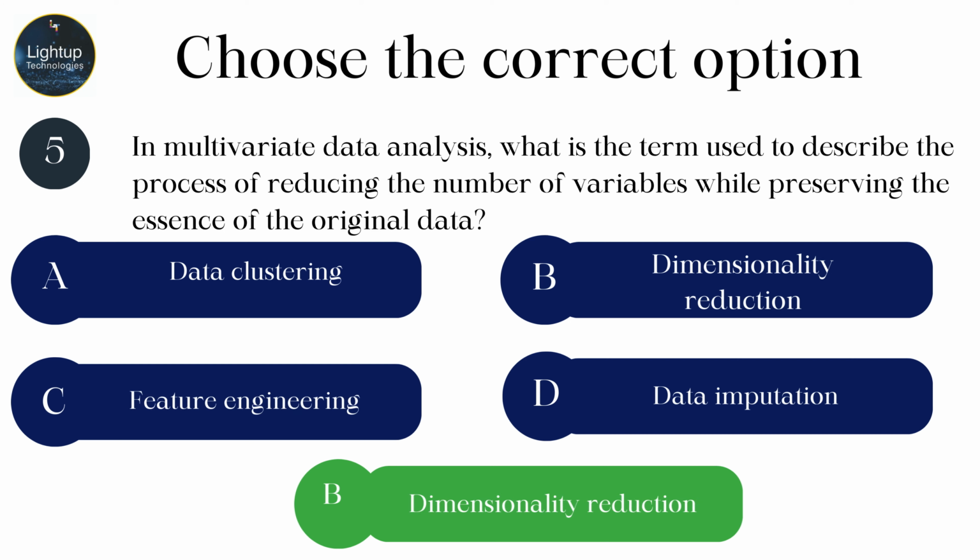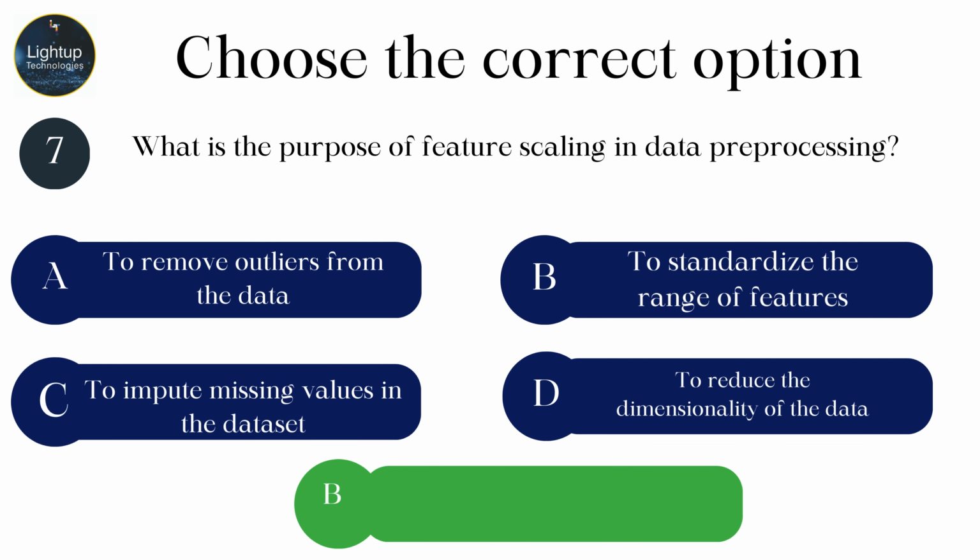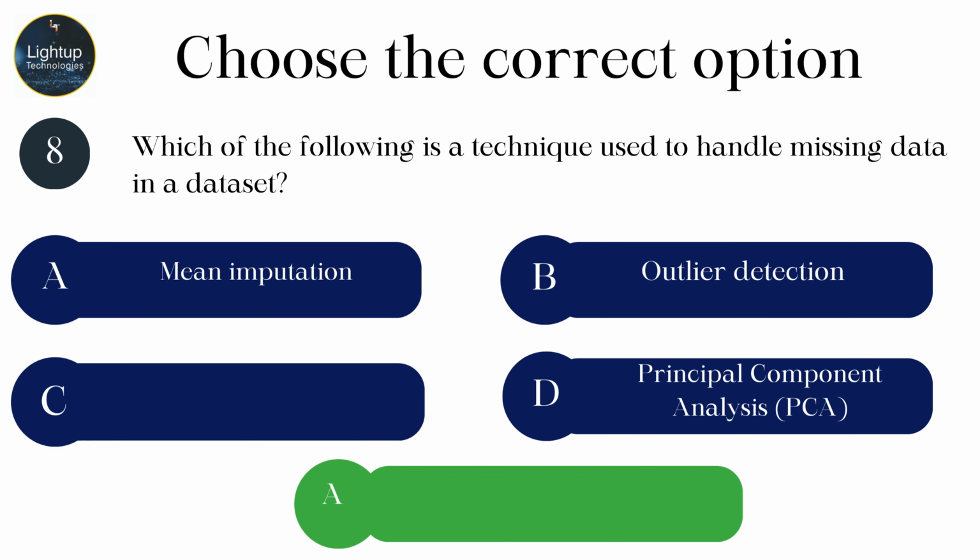In multivariate data analysis, what is the term used to describe the process of reducing the number of variables while preserving the essence of the original data? Which of the following is not a method of dimensionality reduction? What is the purpose of feature scaling in data preprocessing? Which of the following is a technique used to handle missing data in a dataset?